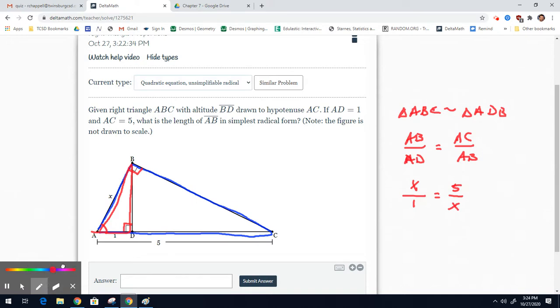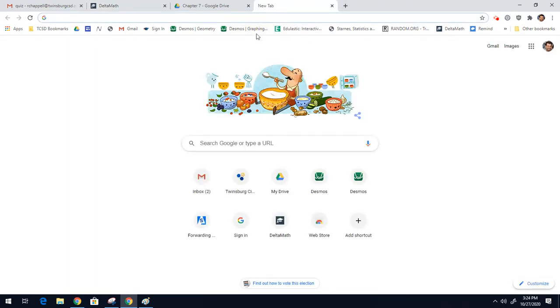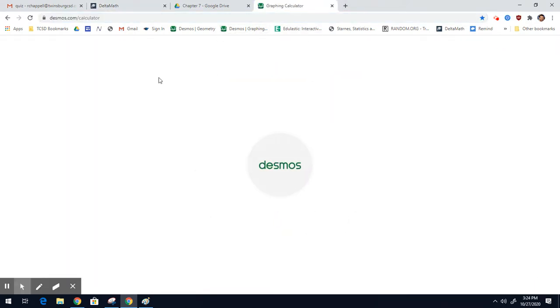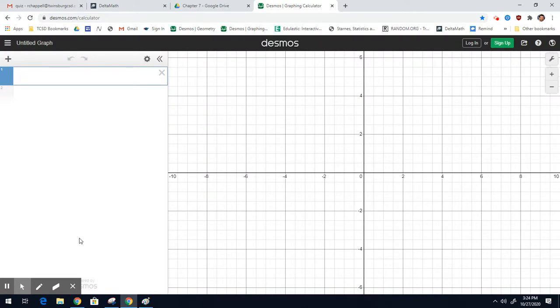Okay, time to cross multiply here. X times X is X squared. 1 times 5 is 5. Take the square root, take the square root. Let me show you what the square root of 5 is. And we see that the square root of 5 is below here. So the square root of 5 is a decimal.